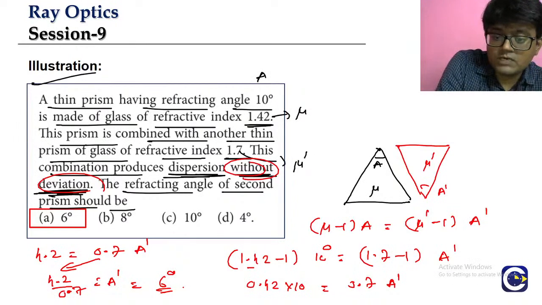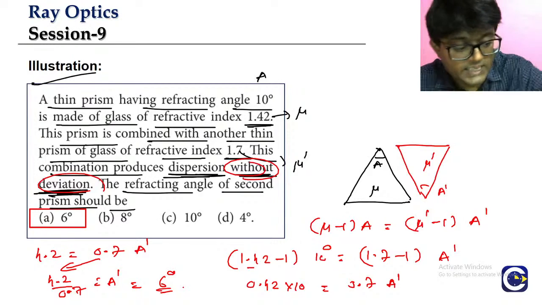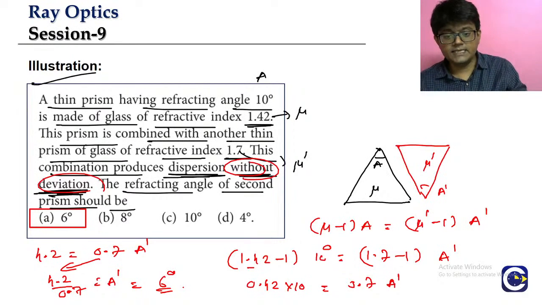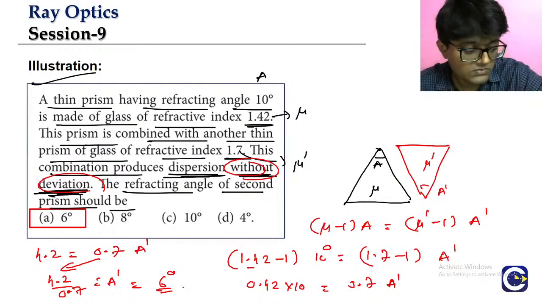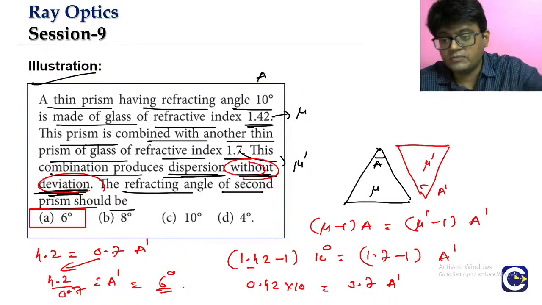Check it, students. What must be the answer we should get? We should get the answer as 6 degrees. That is the refracting angle of the second prism. I'll just wait for a while. Those who got the answer, you can confirm whether you're able to get it or not.